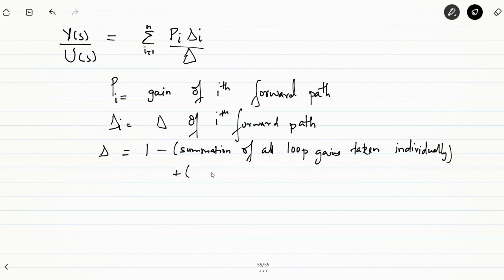plus summation of non-touching loop gains taken two at a time, minus summation of three non-touching loop gains, plus summation of four non-touching loop gains, and so on. We have already studied this equation.